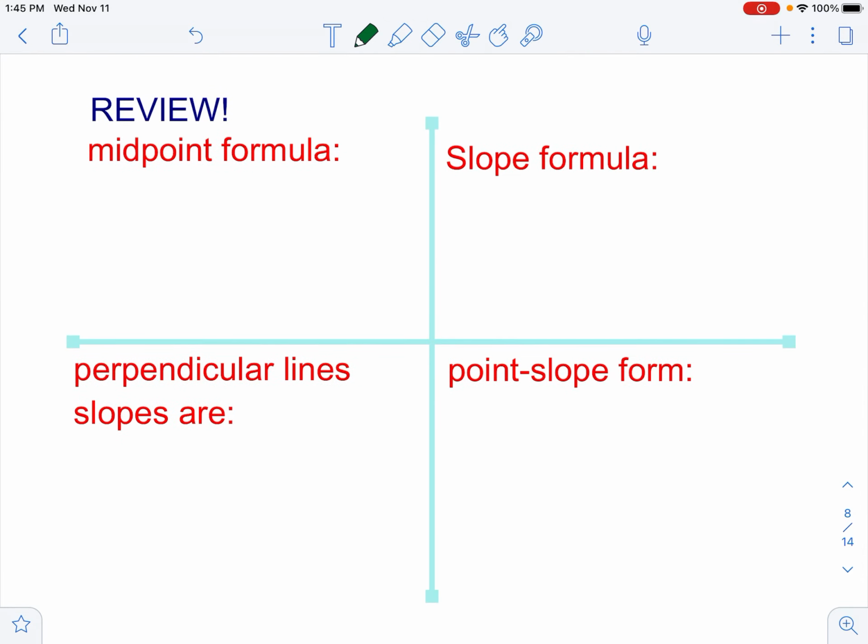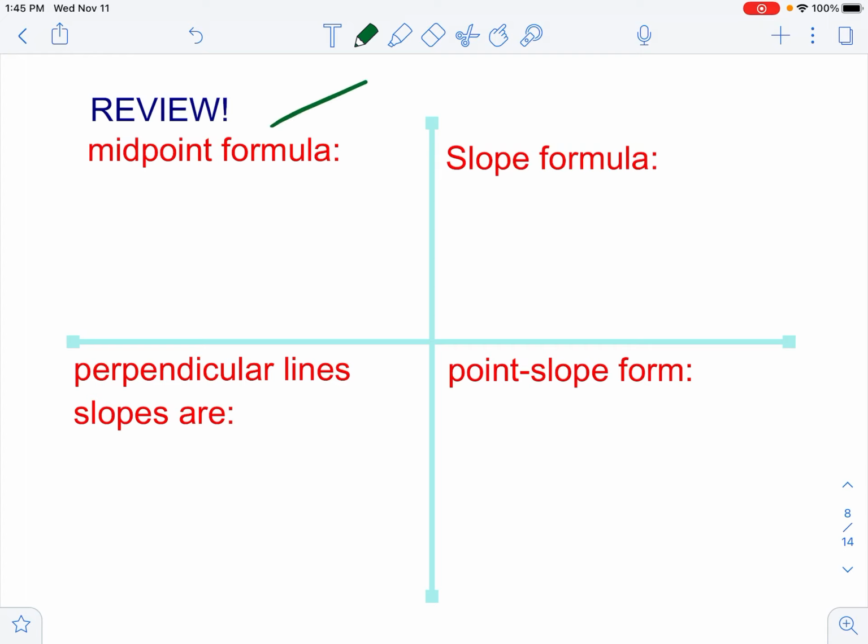Okay, next we're going to be writing equations of lines. So we have to talk about these 4 things because you need to know them in order to do what we're doing today. So first off, you need the midpoint formula. We did midpoint in chapter 1. We're talking about the midpoint in between 2 endpoints.